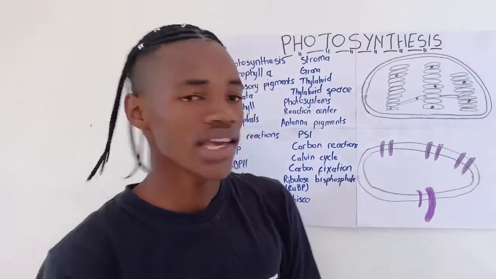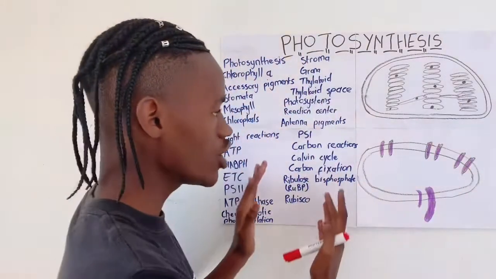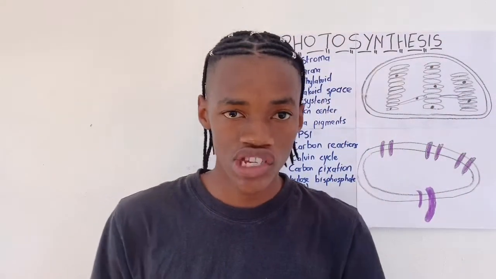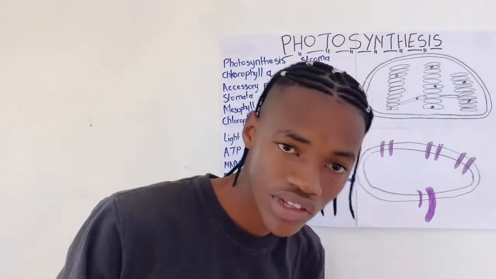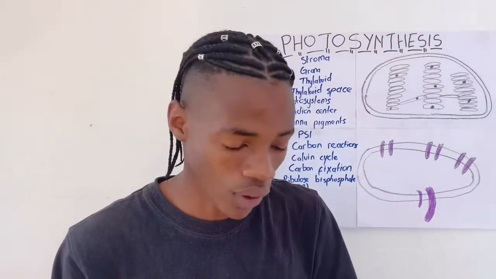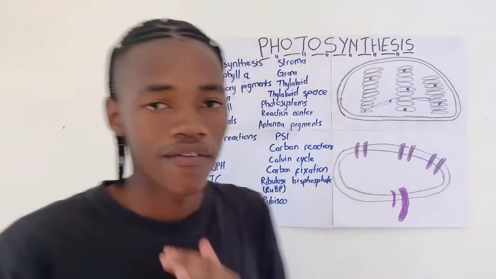You can see that I have my terms and my diagrams, which we are going to be using today. We're going to start by explaining some of the terms, and then we're going to go to the diagram and explain all the processes that are involved in photosynthesis.